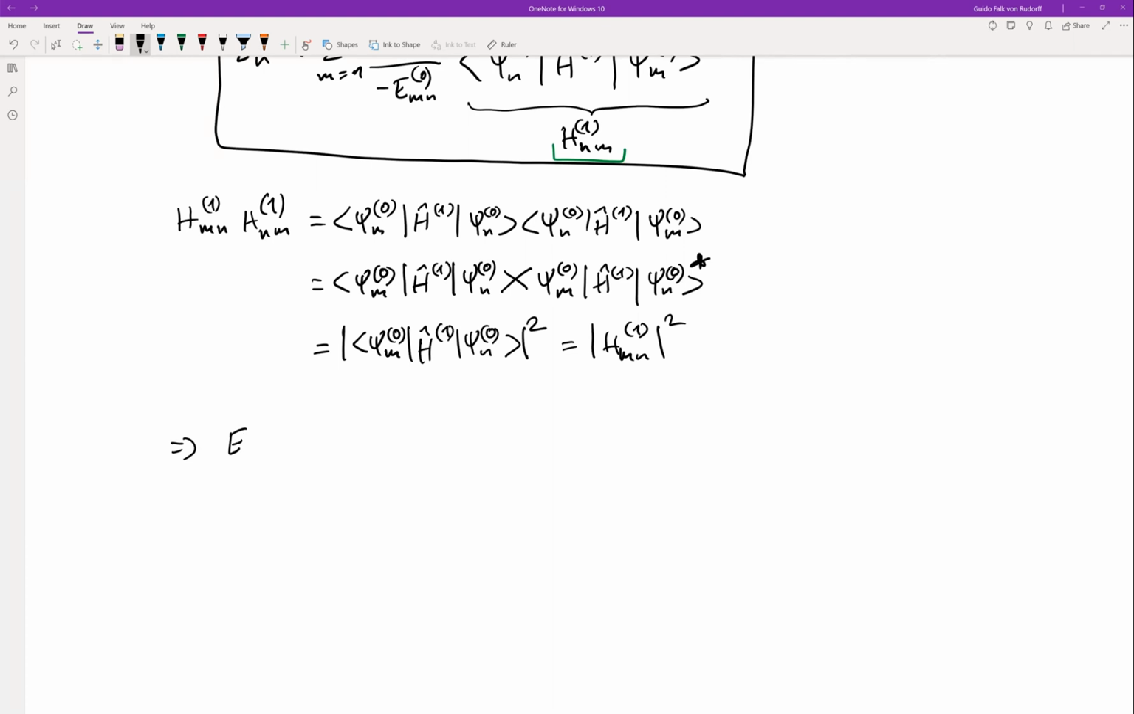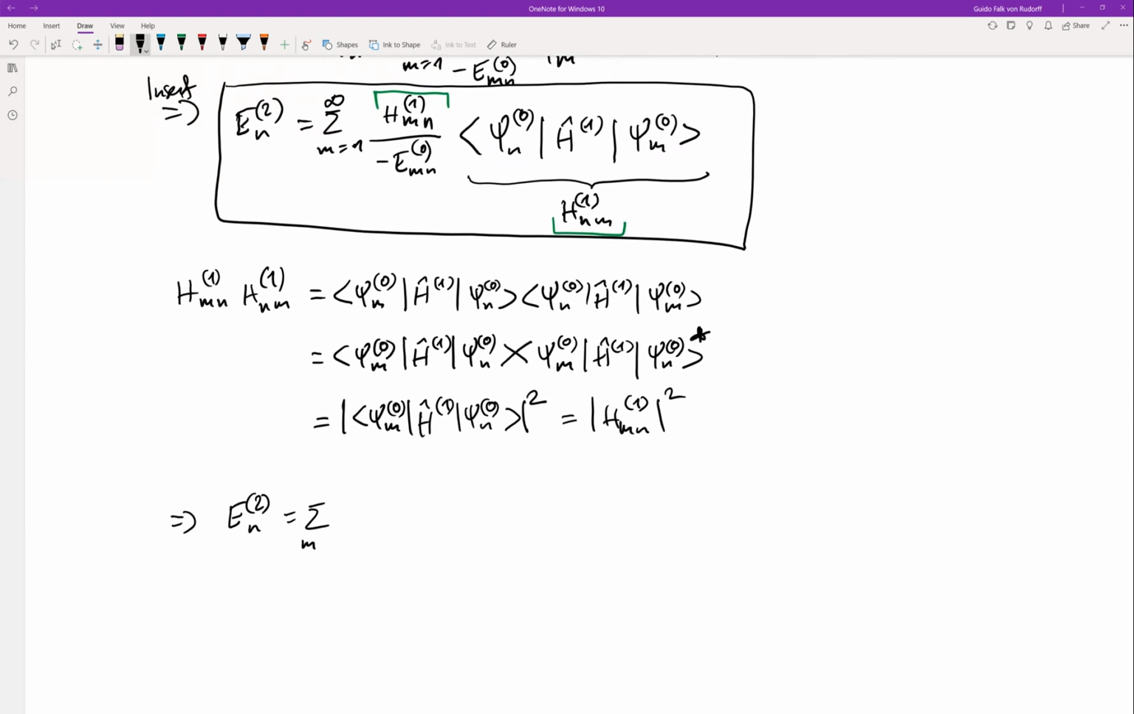So now we get in second order the sum, so it's basically this expression that we had above in the box, this infinite order summation of H_mn squared divided by E_n0 minus that, so that's the same.